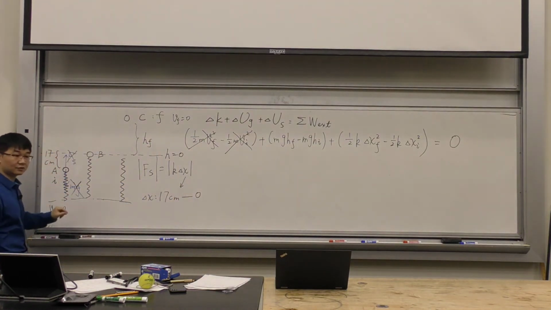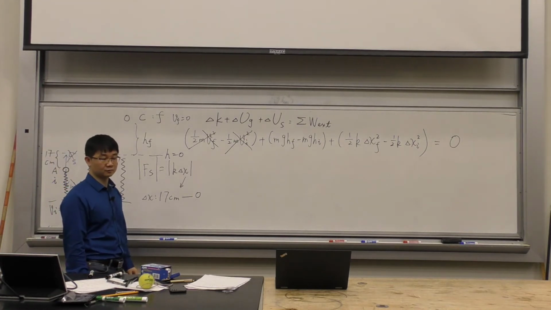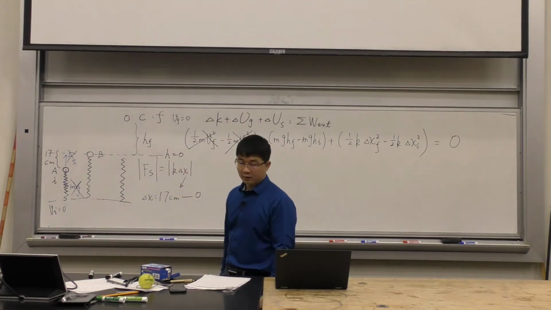You don't plug in 17. You don't make negative and positive. You don't drop all the negative signs. You should always assign all the numbers with the correct signs. Don't be afraid of negative numbers. Negative signs are meaningful in physics.